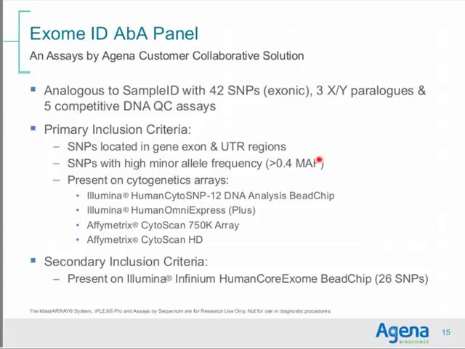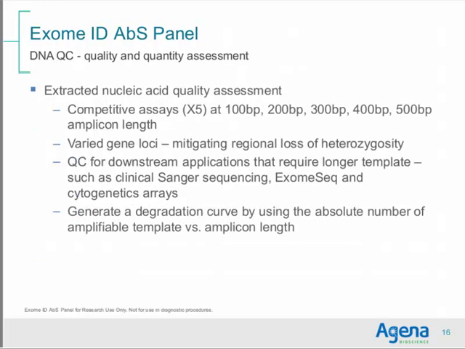The SNPs need to have high minor allele frequency. We also chose SNPs that were present on several of the cytogenetics arrays, so we could do exome sequencing matching as well as cytogenetic array matching, so copy number array matching. And a secondary inclusion criterion, as a lesser requirement, was that it was on the Illumina chip.